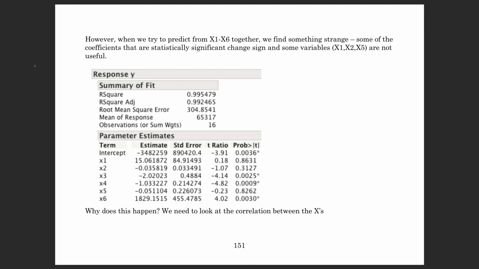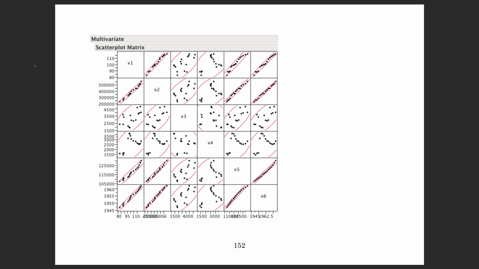How can we go from a situation where things which were strongly significant change sign and other things turn out not to be useful? So let's look at something very different. We're going to look at a scatter plot for the x's. We're not going to include y for the moment. This is just about the relationship between the x's. If you look at the scatter plot, it becomes very clear what is going on. x1 and x2, very highly correlated. x1 and x5, very highly correlated. x1 and x6, very highly correlated.